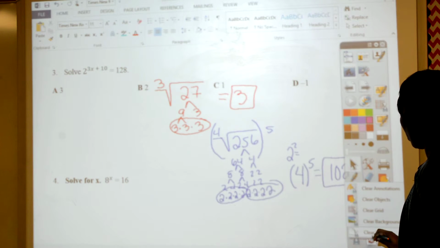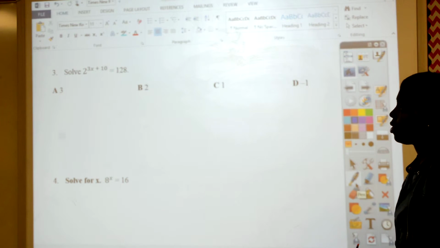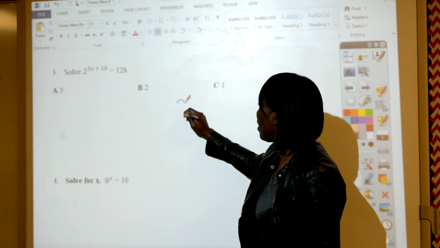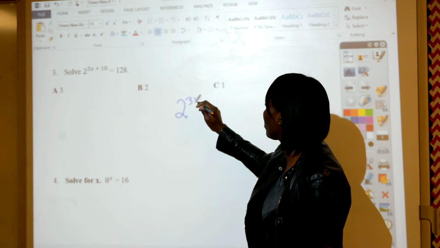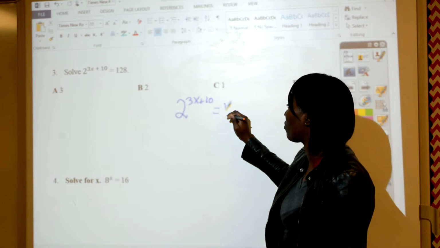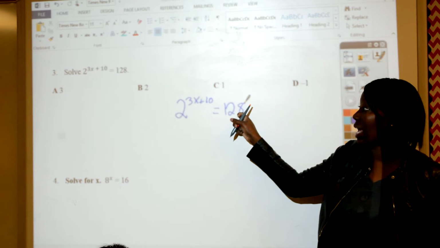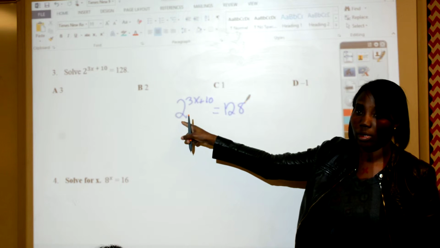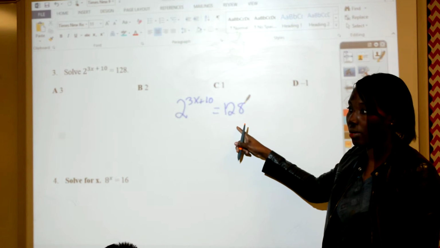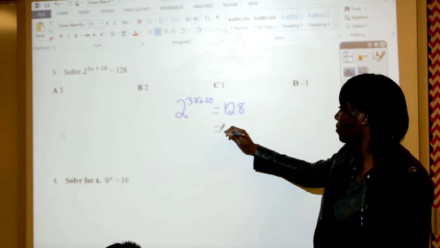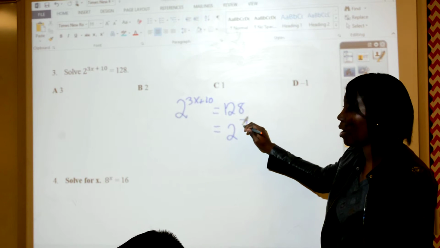We have 2 to the 3x plus 1 equals 128. Now remember, with a problem like this, we have to try and make both of them have the same what? Base. So how can we make 128 have a base of 2? Divide by 2. Y'all broke it all the way down? Yeah. And what did you end up with? 2 to the power 7.